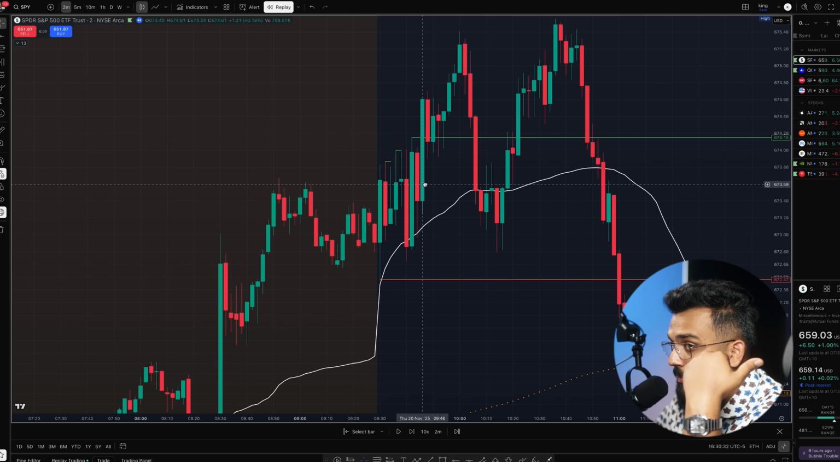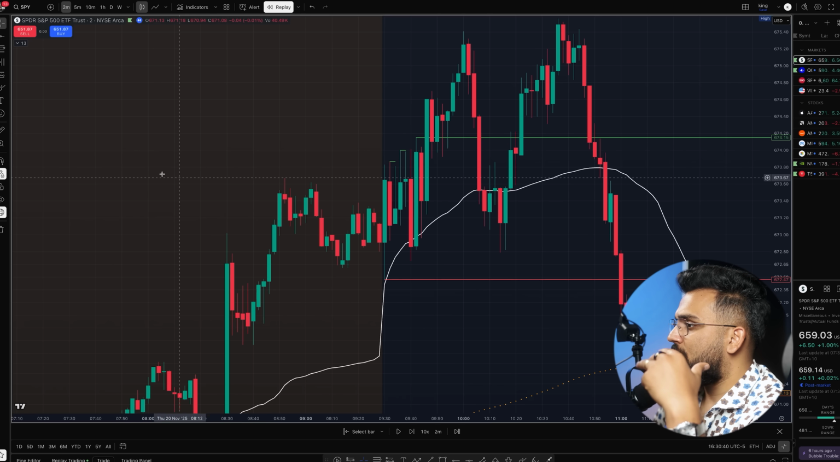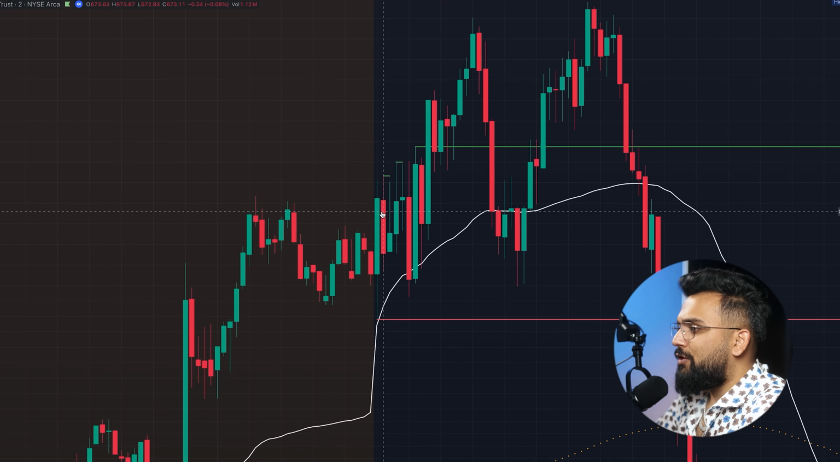Either you can see VWAP rejections, VWAP bounces, flag structures, the trend alignments with the 200 simple moving averages, the NTZ breaks, clean hourly levels. This is pure confluence. Now let's go over the ORB break.